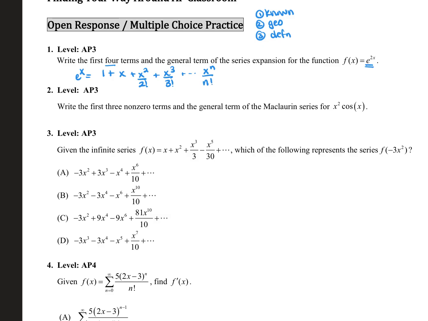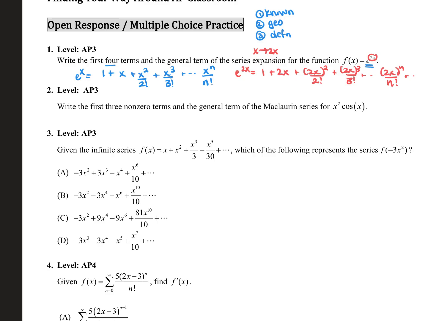So now to get to e to the 2x, everywhere you see an x, it's now going to become 2x. So e to the 2x is then equal to, let me move that up so I can simplify it below, 1 plus 2x plus (2x) squared over 2 factorial plus (2x) cubed over 3 factorial, and then our general term, and this goes on forever.